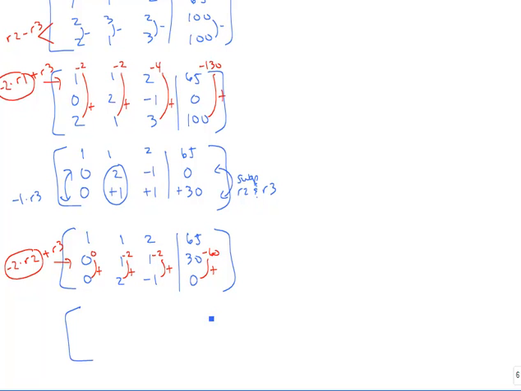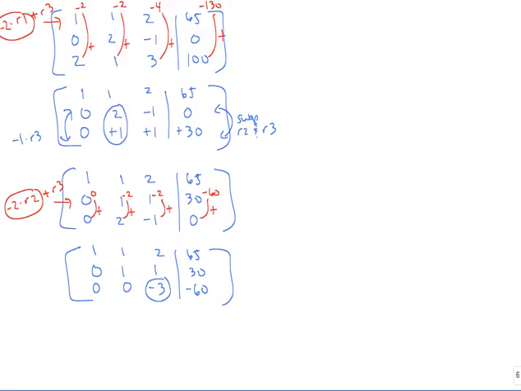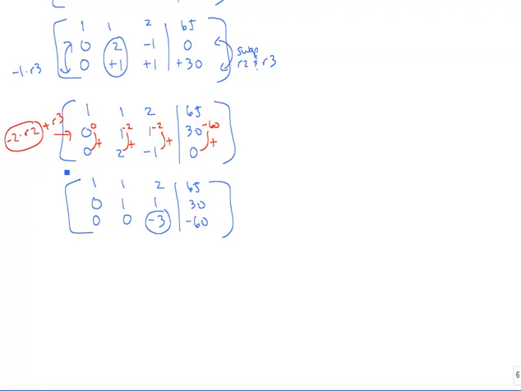So our new matrix is 1, 1, 2, 65. Keep the middle row the way it was originally, 0, 1, 1, 30. And the new bottom row becomes 0 plus 0, so that's 0. -2 plus 2 is 0. -2 plus -1 is -3. And negative 60 plus 0 is negative 60. So we have our 1, 0, 0, our 1, 0. The last thing we got to do is change that negative 3 into a 1. And we can always do that by dividing. So we're going to take row 3 divided by negative 3.